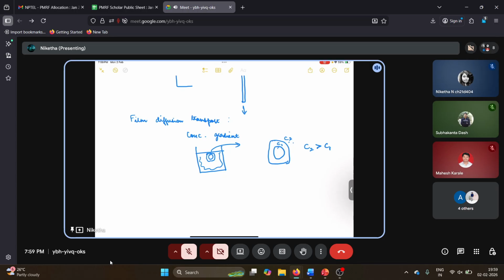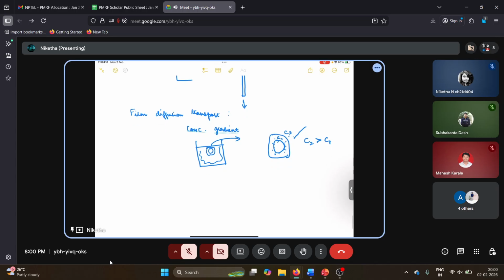So this happens. Because of this movement, adsorbate from the bulk liquid will enter the film and it will get adsorbed onto the solid here. So this is the film diffusion transport, which means that because of the concentration gradient, the adsorbate is getting transported near the surface of the adsorbent.